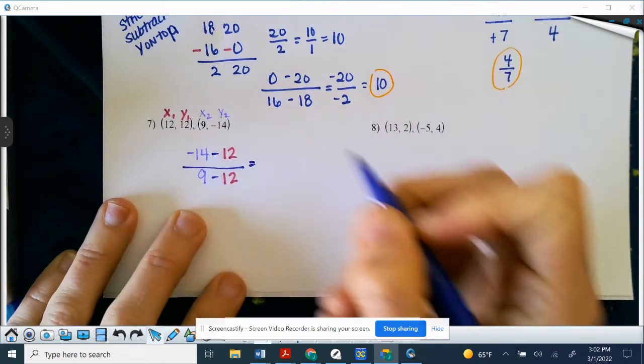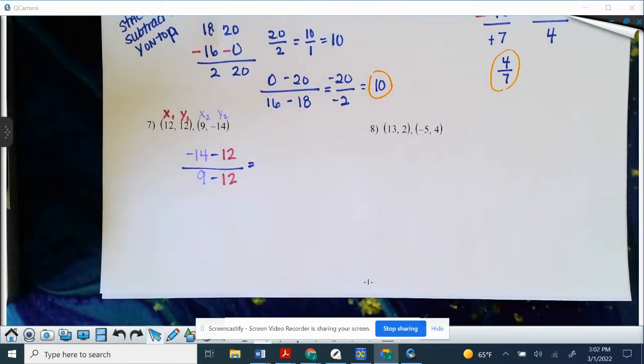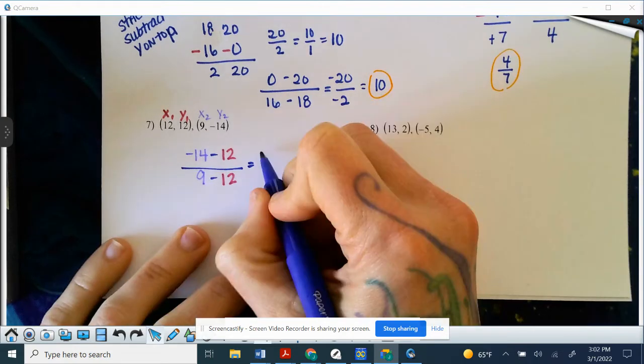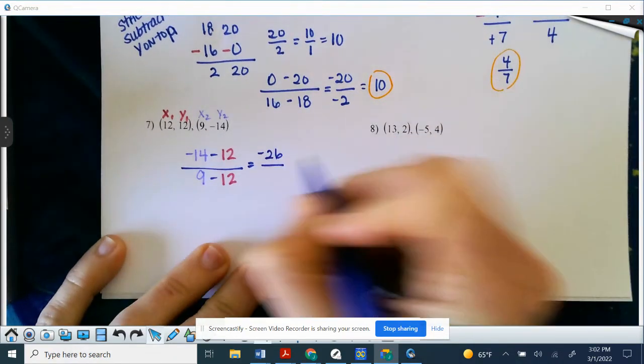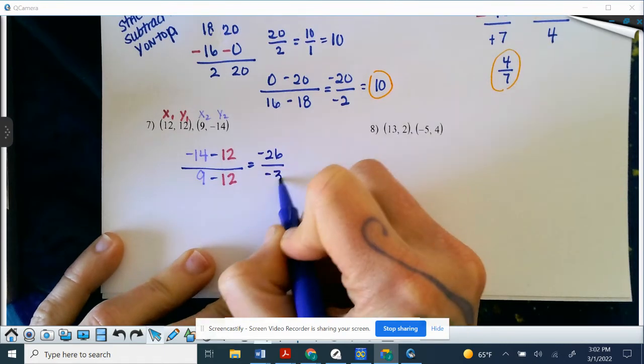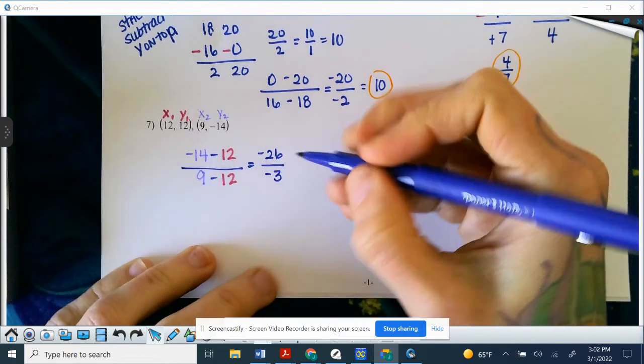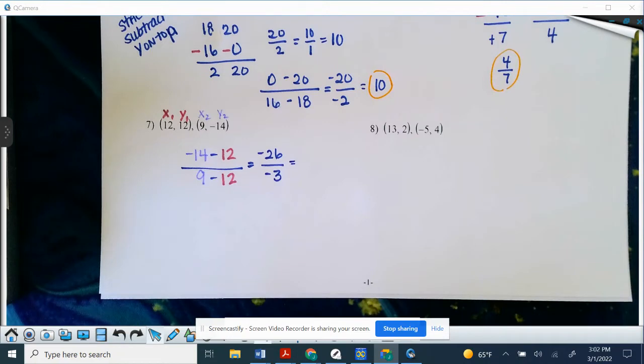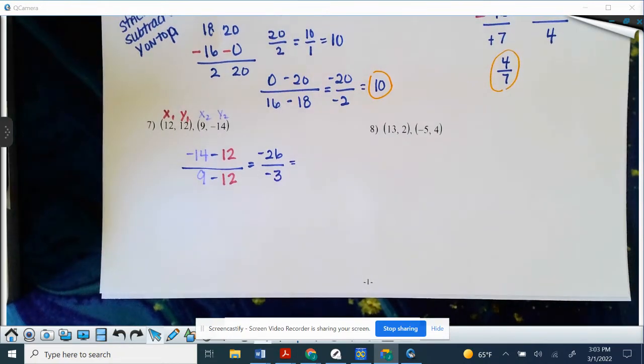So negative 14 minus a positive 12 is going to give me a negative 26. 9 minus 12 gives me a negative 3. Negative over negative, we know, is going to become positive, and then you just want to see if you can reduce. So if 26 is divisible by 3, then it can be reduced because 3 is a prime number. But it's not, so we can't.